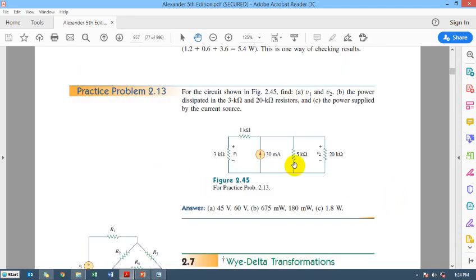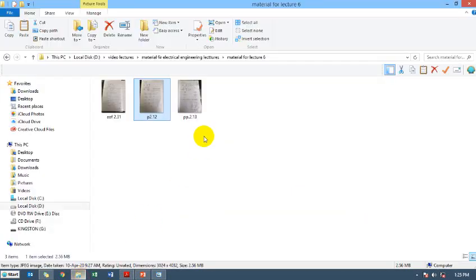Now we go for problem number 2.13, and here they want us to find V1 and V2, the power dissipated and the power supplied by the current source. What power will be provided to the complete circuit from this current source. This is the only power source here, just a single power source. So I will just show you that. This is 2.13. I have solved it for you.